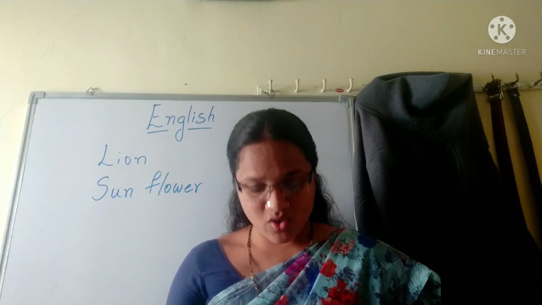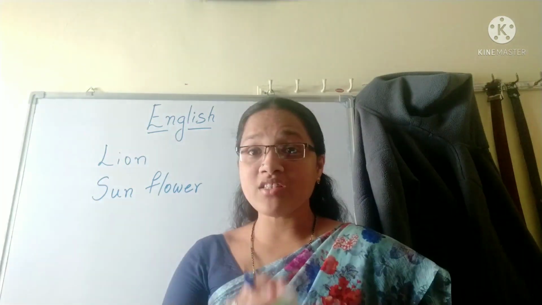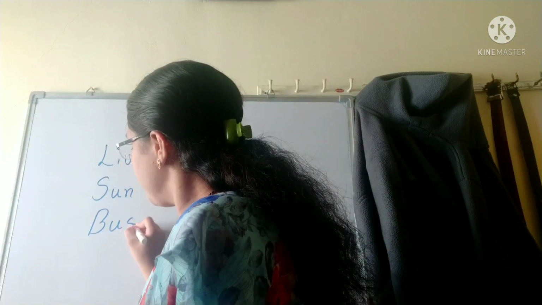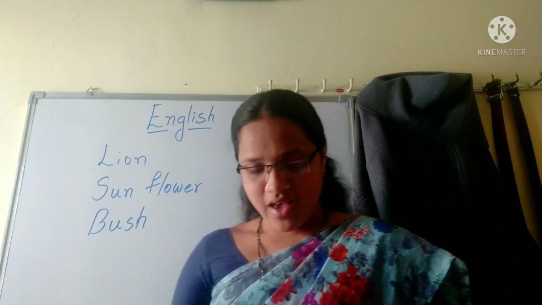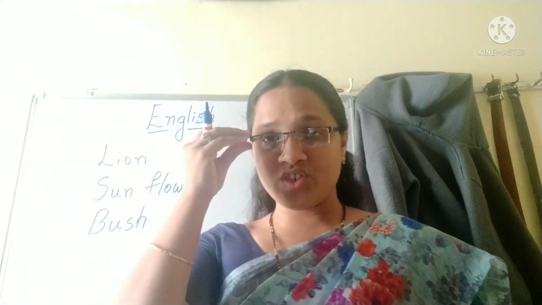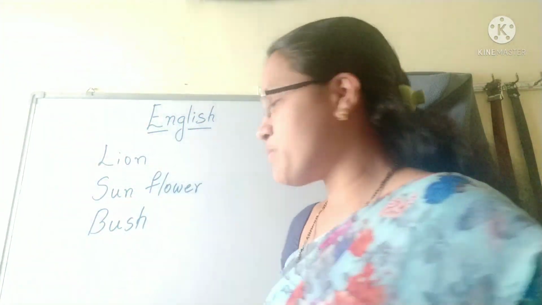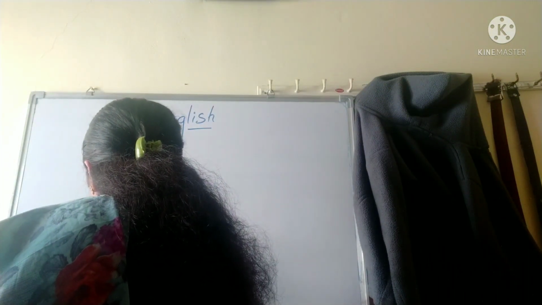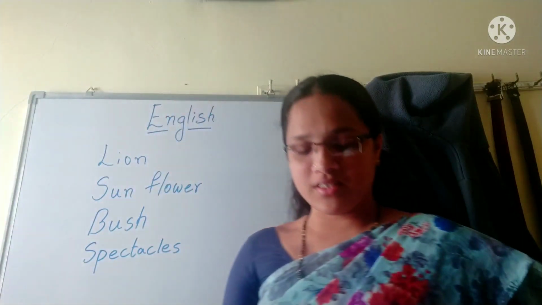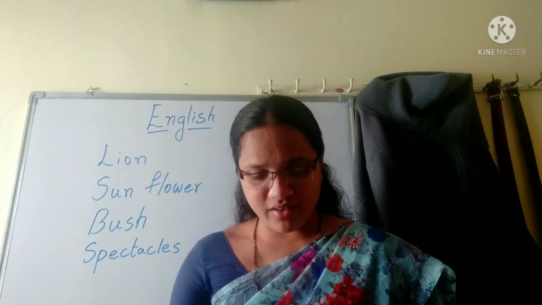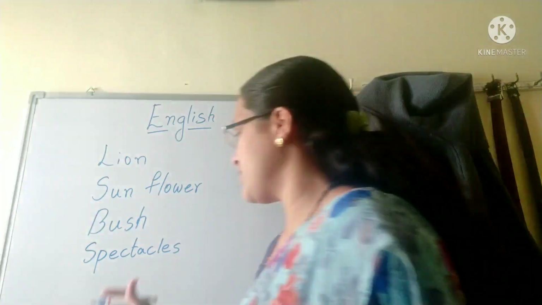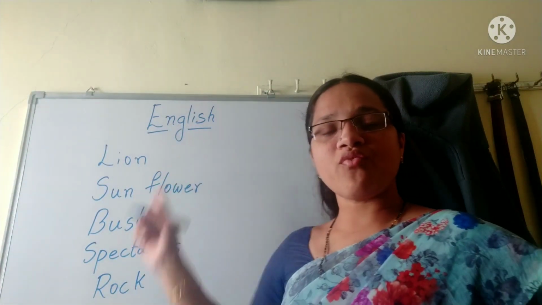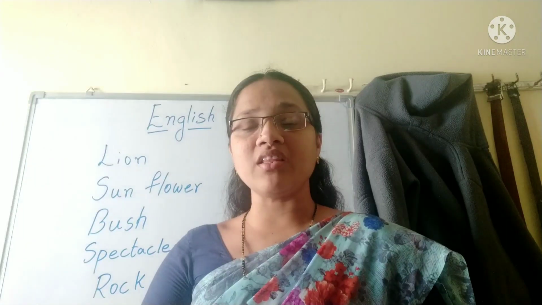And what is the third one, children? The third one is a bush. What is it called, children? Bush. So please write down. Bush. Yes. And what is the fourth one, children? Spectacles. What is it called? Spectacles. Yes, spectacles. What is the fifth one, children, here? Fifth one is a rock. Yes, it is a rock. So these are the five clues which are being given on the page.